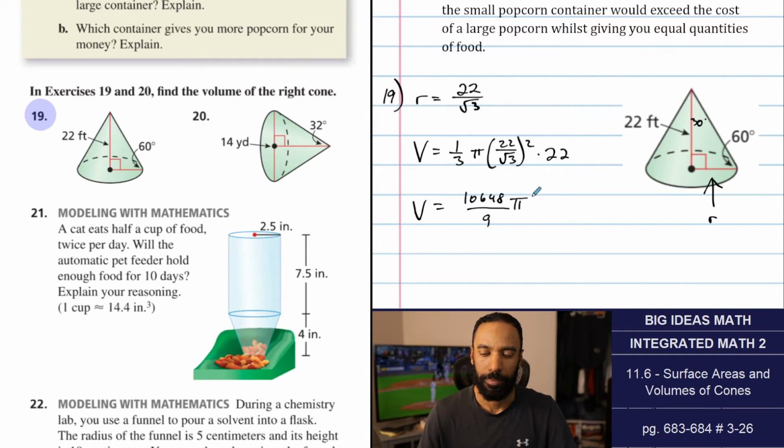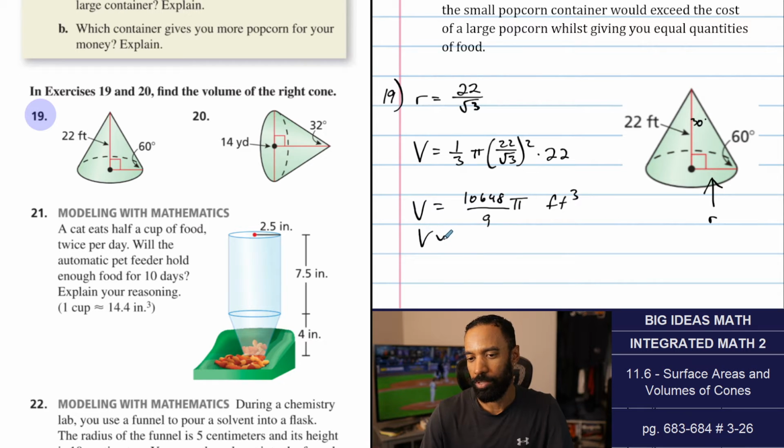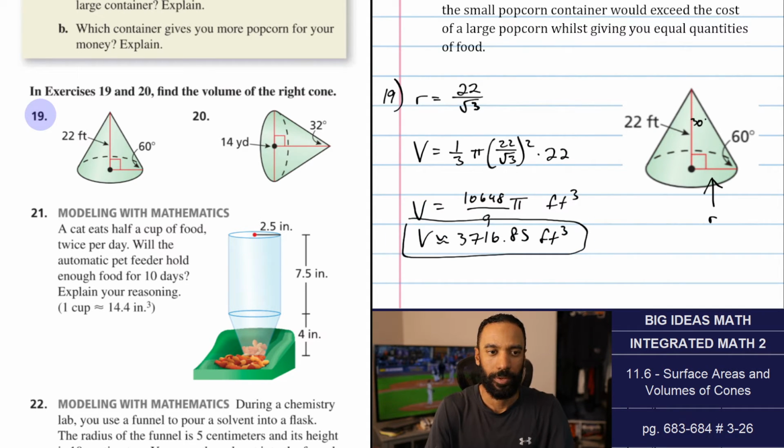And there's pi, by the way. Don't forget pi. This is in cubic feet. So let's multiply 10648 by pi and divide by 9, and we get 3716.85. The volume is about 3,716.85 cubic feet. Okay, with that in mind, let's move on to the next one.